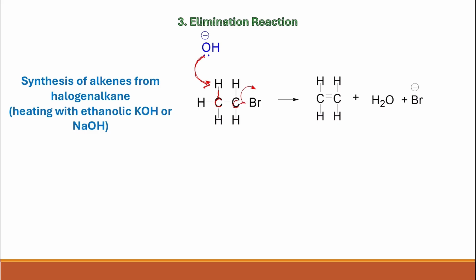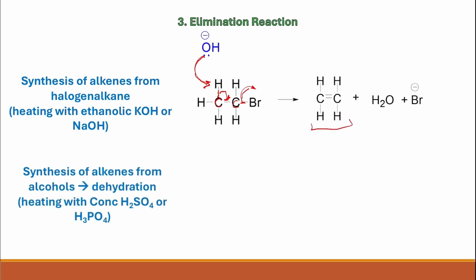Another one is the synthesis of alkenes from alcohol. This is a dehydration. The condition for that is heating with concentrated sulfuric or phosphoric acid. So in this reaction, it's going to be under acidic conditions. We use the acid here, in the form of a proton.